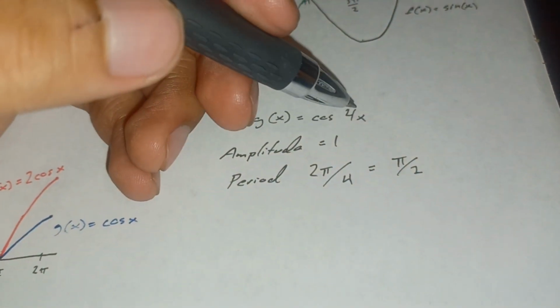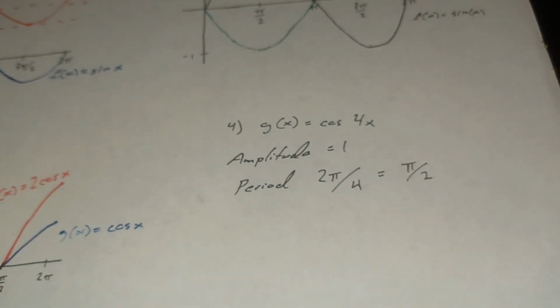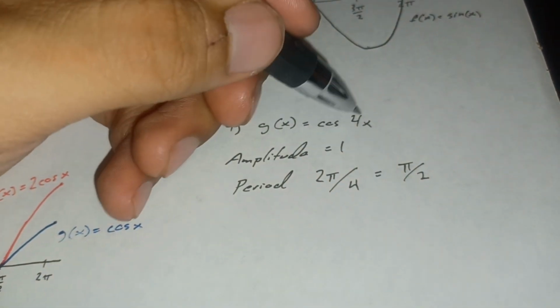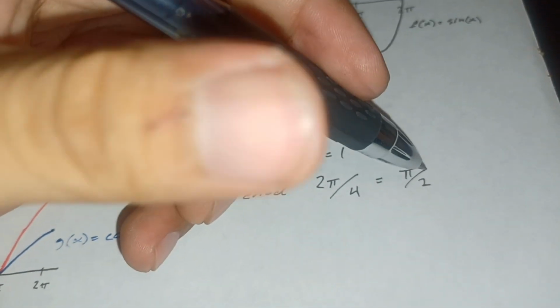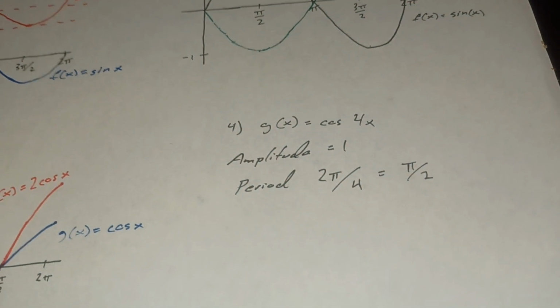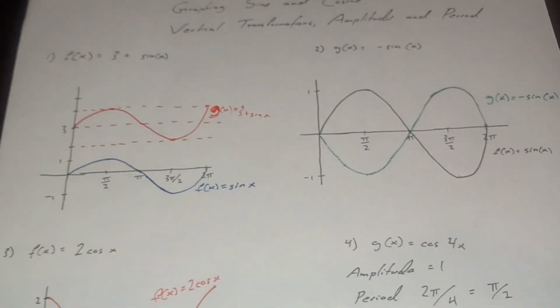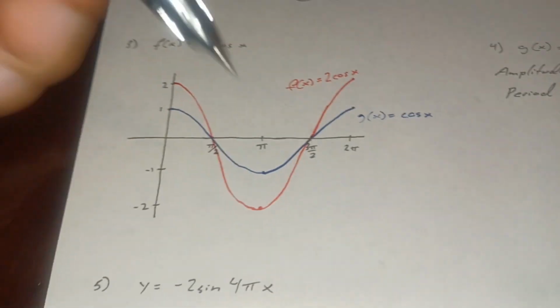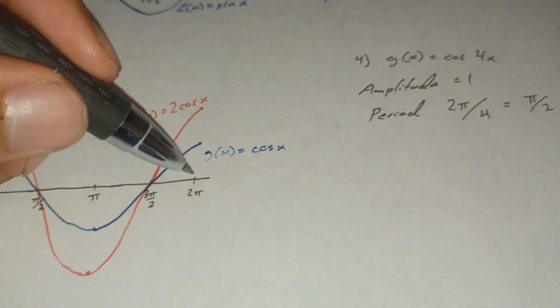So cosine of 4x, again, take the original period of the function, which is 2 pi, divided by 4, this constant multiple, and then you're going to get pi divided by 2. So that is going to be your period. That means that instead of 2 pi, where's our cosine of x function? Instead of 2 pi, our function is going to end at pi over 2.